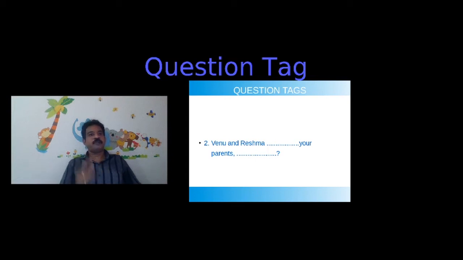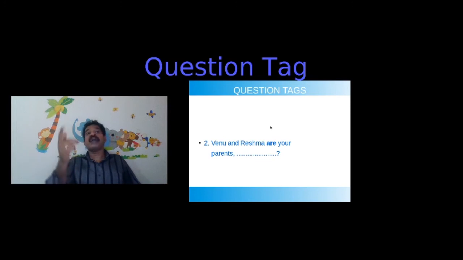You have to use a primary verb or an auxiliary verb. We have to use a primary verb, right? So which are the plural primary verbs? Are and were. And are is used for present tense and were is used for past tense. So here you have to use are, present tense. So Venu and Reshma are your parents. So you get Venu and Reshma are your parents.